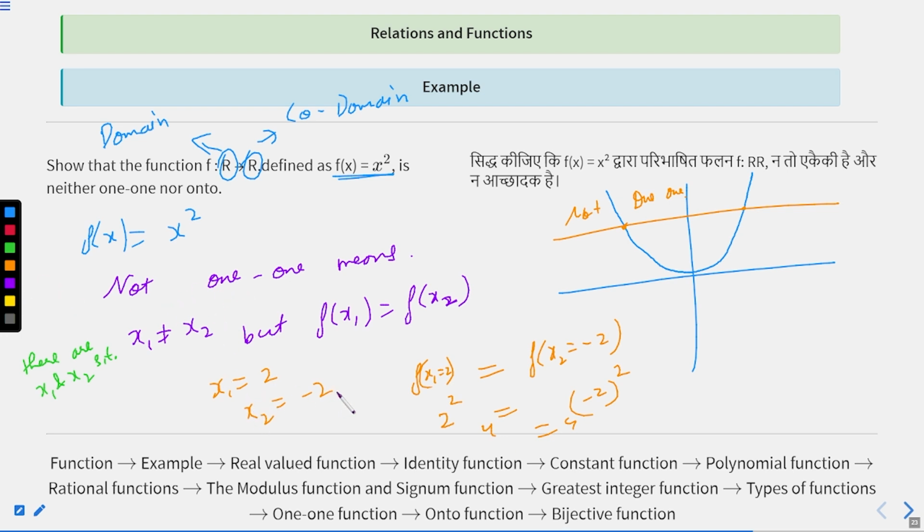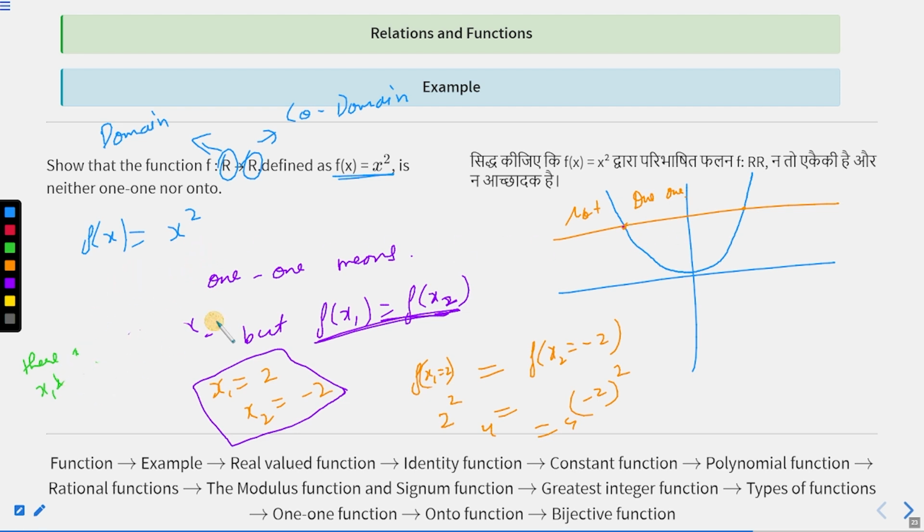Because we have two inputs and both of the inputs are distinct to each other, but their image or the output is equal to each other. So this means not 1-1. Okay, I hope that it is very clear to you, as you can see from this picture also.